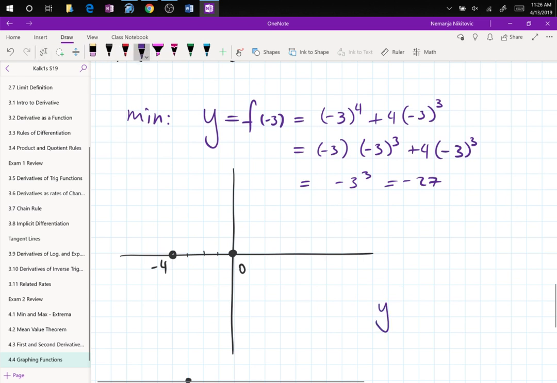So I have y equals f of negative 2, which is negative 2 to the 4th plus 4 times negative 2 cubed. Negative 2 to the 4th is going to be a positive 16. And then this is 4 times negative 8, which is negative 32. So we have negative 16. So negative 2, negative 16, let's say here, doesn't matter.